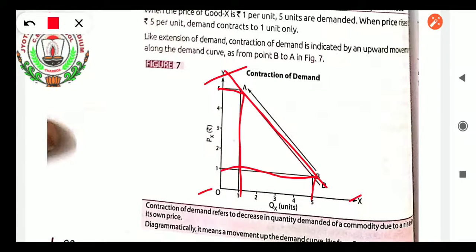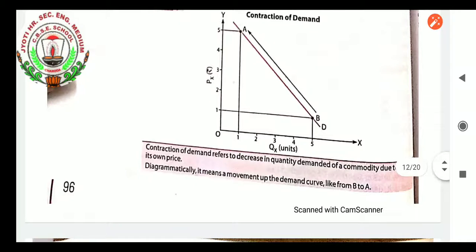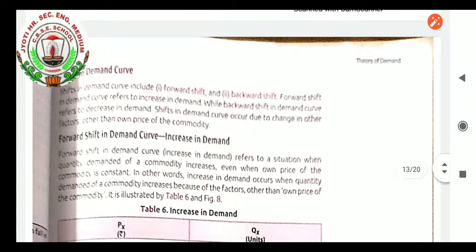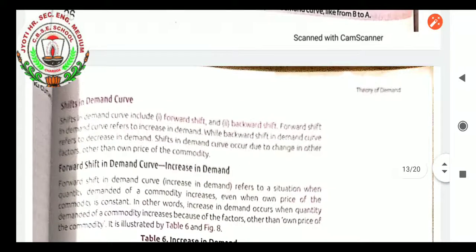Here first this data we got: 1 rupee was there, 5 the quantity demanded, and when the price became 5, the quantity became 1. So here it will be moving from downward to upward. The point which we derive first from the tabular data, from there the demand curve will be moving. So which direction is it moving? Upward direction. Contraction of demand. So a downward movement is there in the case of extension of demand, and an upward movement when there is a contraction of demand.